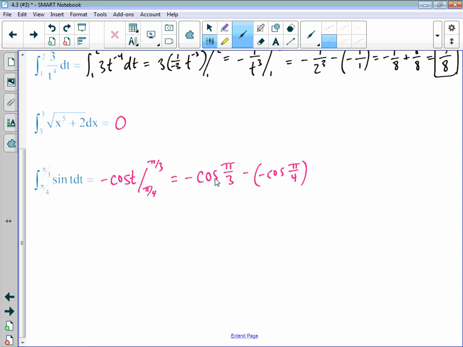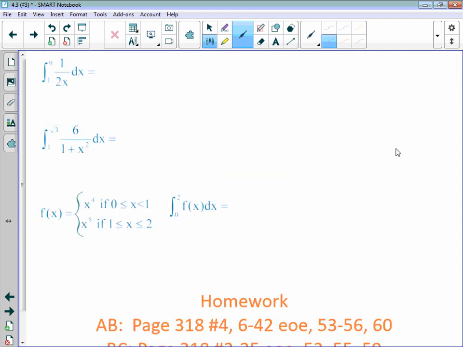What is cosine of pi over 3? A half. So this turns into negative a half because of the negative out front. And then two negatives make a positive. And what is cosine of pi over 4? Square root of 2 over 2. So they already have that common denominator. And typically they put the positive term first, so you'd probably see it like that. Questions on that at all? Okay, so over here we should be okay with these.